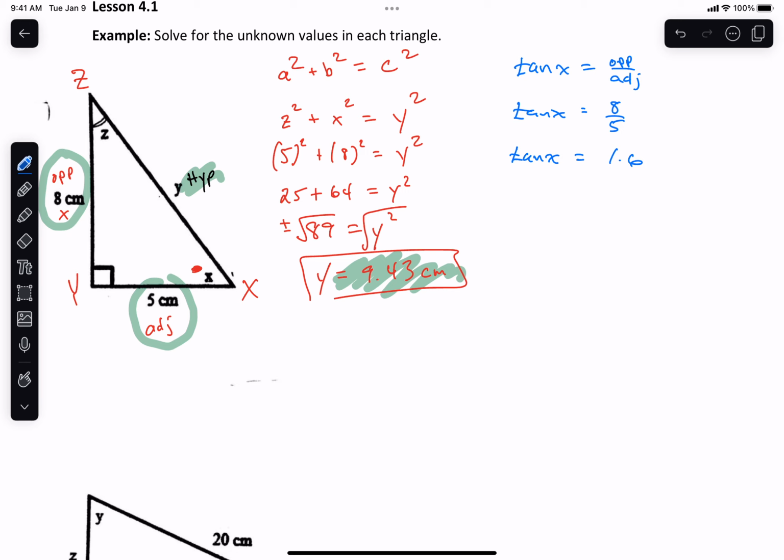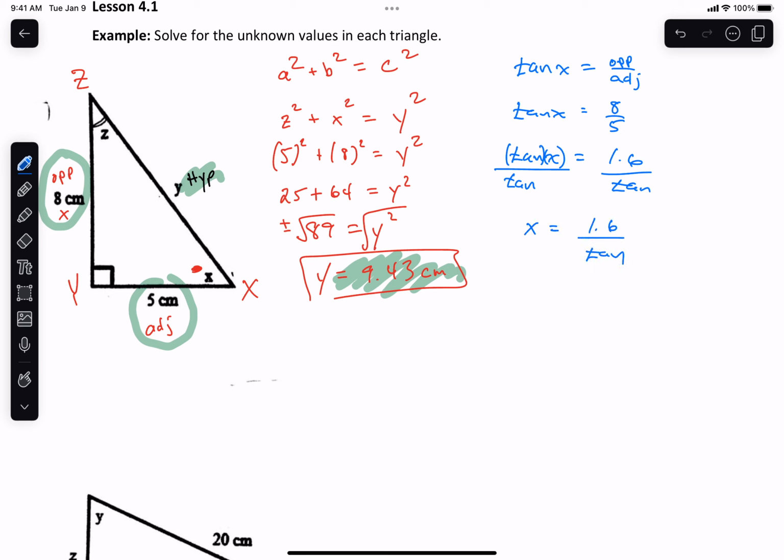And just like all the other work that you've done ever, when you're looking for one particular thing, what do you usually do? Get it by itself. You isolate it. How do I isolate X from what I have on the board right now? Whether or not you realize it, tangent is multiplied by X in this particular situation. So if I'm multiplying by tan, what am I allowed to do to get rid of it? Divide by tangent. So if I divide both sides by tan, I get X is going to equal 1.6 divided by tan.